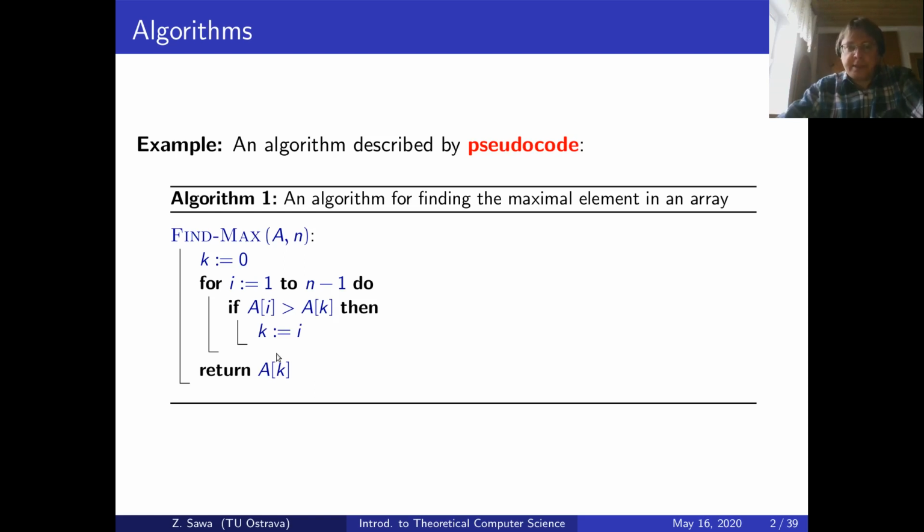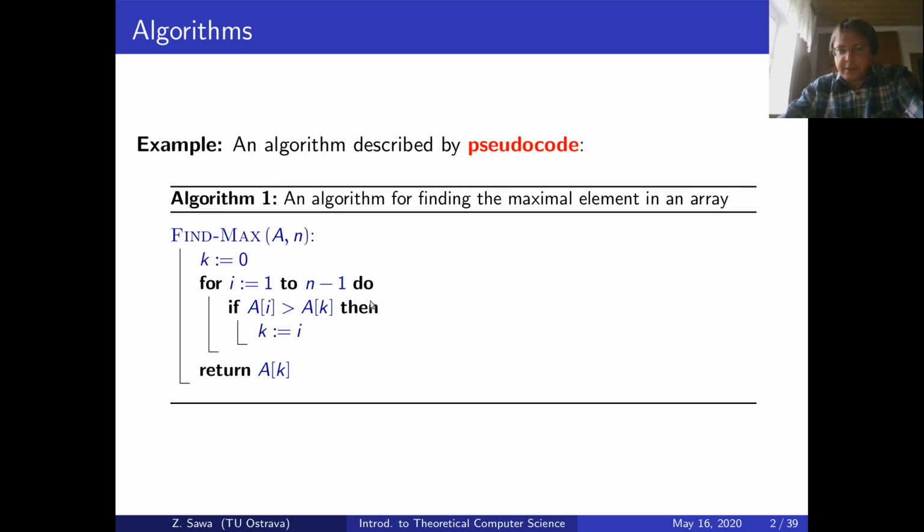Here we see a small example of the kind of pseudocode I will use in this course. It describes a function that takes as arguments an array and a number, where the value of this number is the length of the array. The goal of this algorithm, what it should compute, is the maximum value that occurs in this array A.